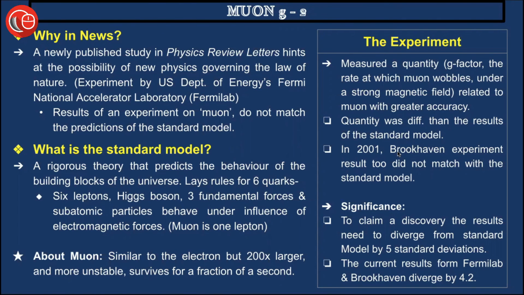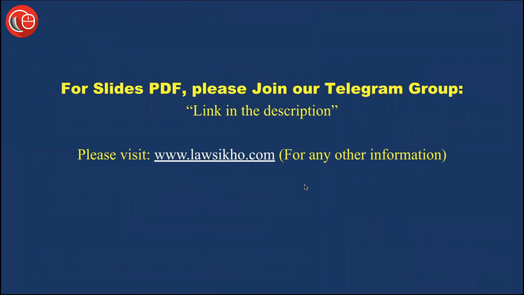The significance of this experiment is that to claim a discovery, the results need to diverge from the standard model by 5 standard deviations, and the current results from Fermilab and Brookhaven diverge by 4.2. So this is a new breakthrough in the field of physics, and it might change many things and many understandings, and it might open many doors for new physics theories. So this was all about today's newspaper. Thank you.